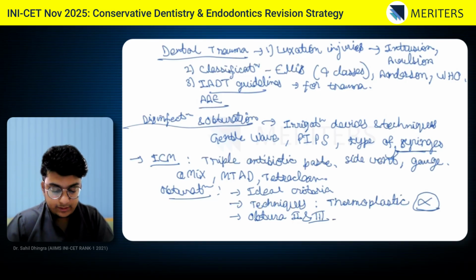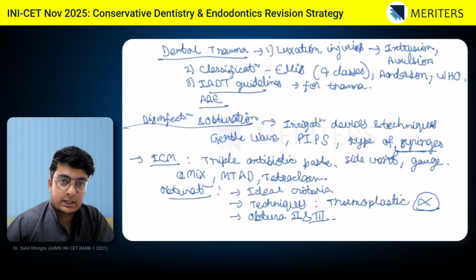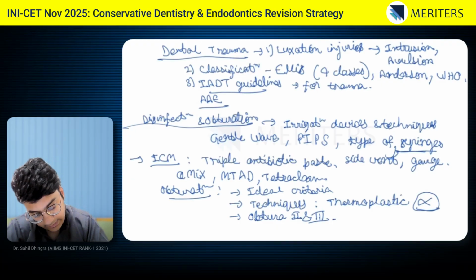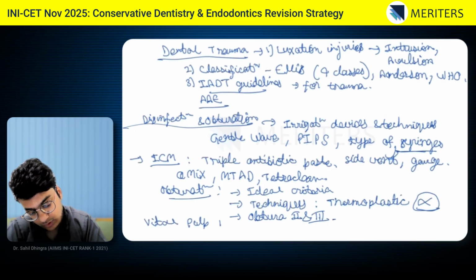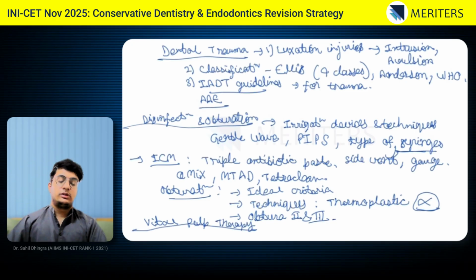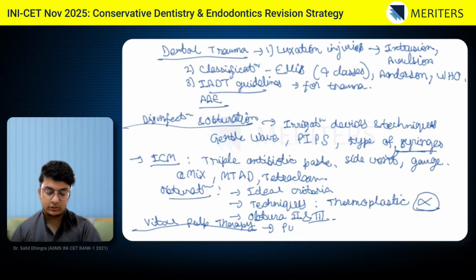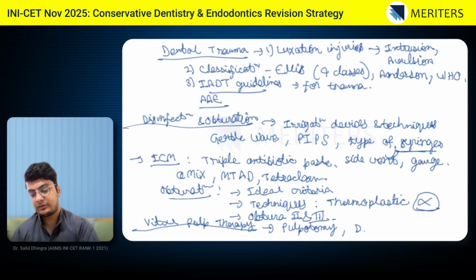So this is the basic outline, what they will ask. Then they will ask few newer modalities like your vital pulse therapy. Vital pulse therapy is a very common question asked in your AIIMS INI-CET examinations. In this, mainly they will ask on pulpotomy. Other than this, DPC, IPC are the common questions.